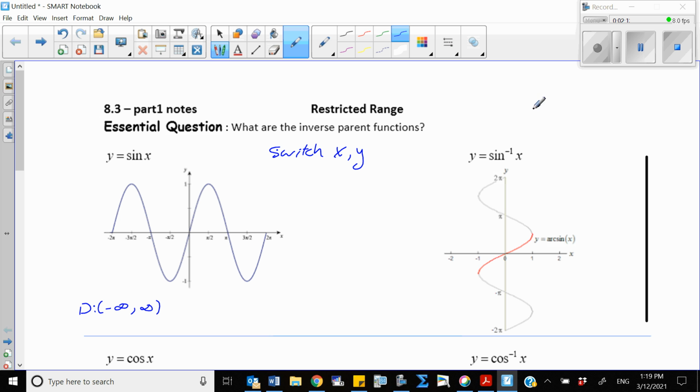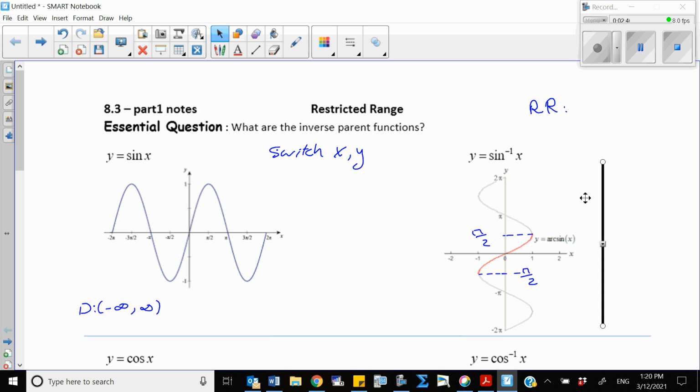How about restricting the range? So for short, I'm just going to write, instead of restricted range, I'm going to write RR. How about restricting the range? Like instead of taking all these values, I take only one part of this graph. Like for example, in this case, from -pi/2 to pi/2. Then I just take this red section of my graph.